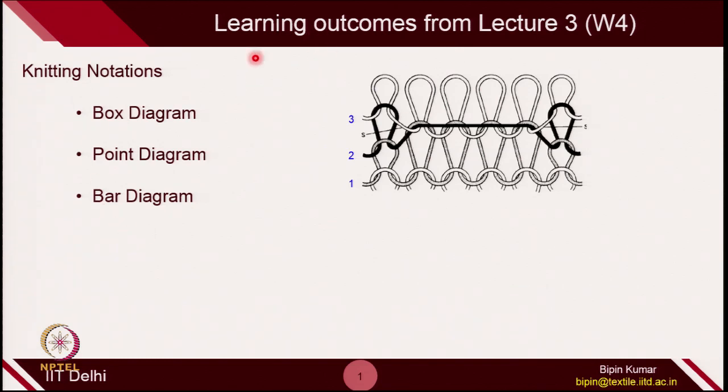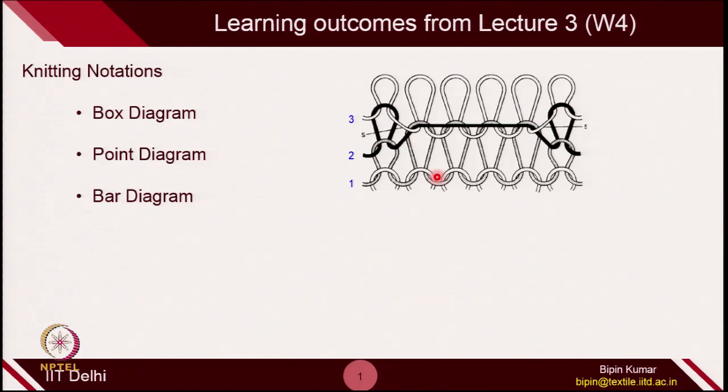So, overall in this particular lecture you are going to learn box, point and bar diagram. You can see the complexities of these fabric structures, which is very difficult if you try to draw these types of loops on plain paper. It is not that simple, because you have to be careful about technical front side and back side, which is extremely difficult when you are drawing this with pen and pencil. So, you need to represent these types of complicated structures with simple diagrams.